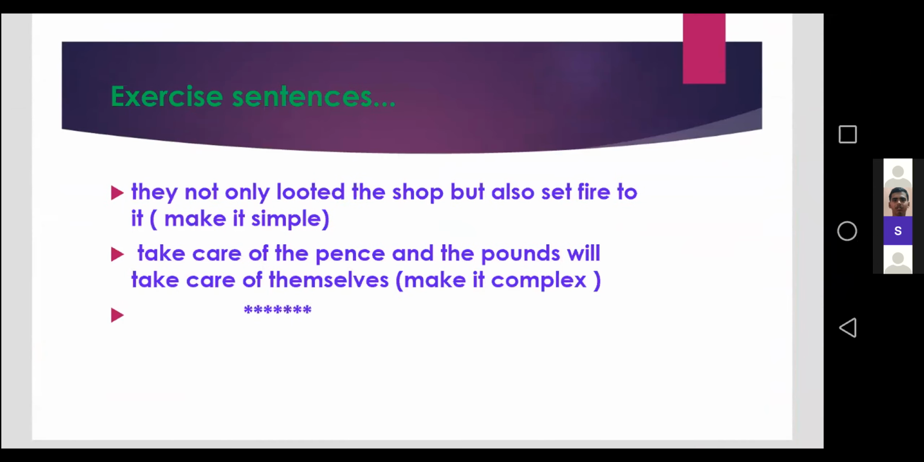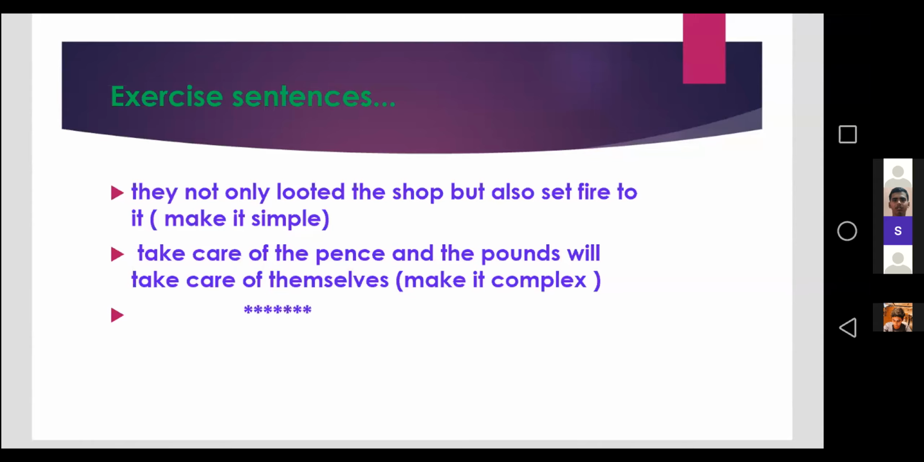Okay, students, next one. Take care of the pence and the pounds will take care of themselves. So pence and pounds are the currency that is used in UK, or that used to be used in UK. You have to make it complex. Now, before you make it complex, students, tell me, what is this type of sentence? Compound, correct. And how do you call it compound? Because you have a coordinator, which is "and".